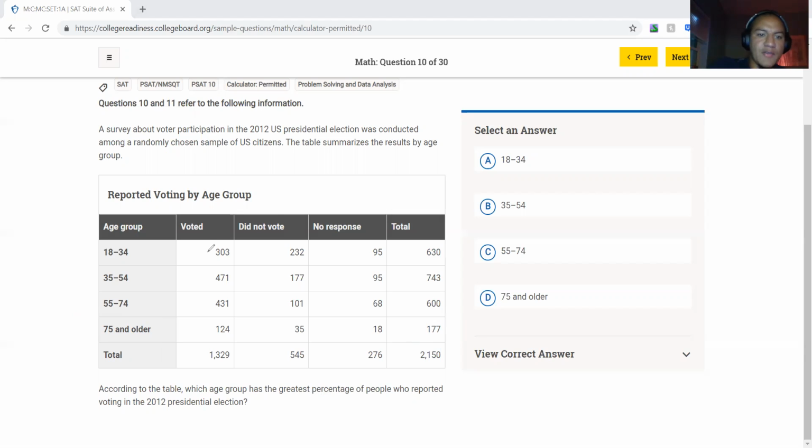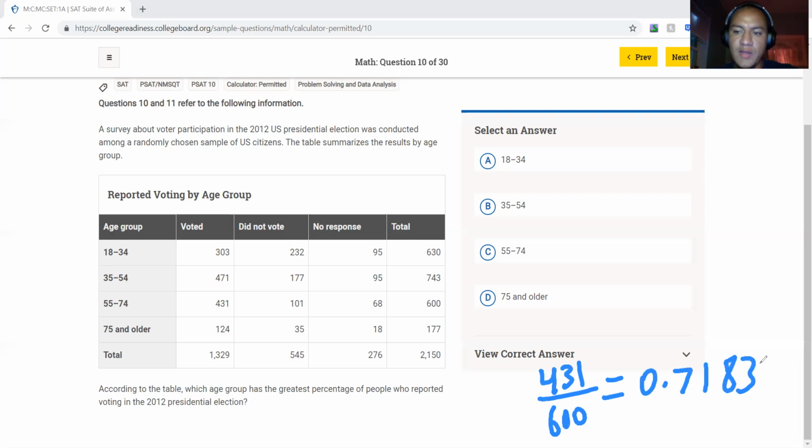And that's why we had to divide 303 by 630, 471 by 743, and so on. In the end, you have to calculate all those numbers. In the end, you should get the biggest number being 431 over 600, equaling 0.71833. You could stop right there and just click C as your answer. It'll be correct.